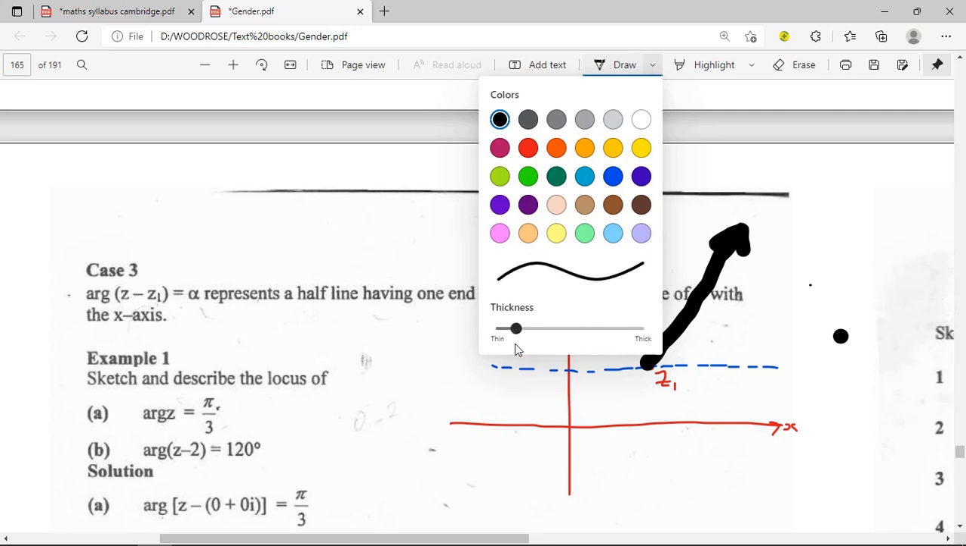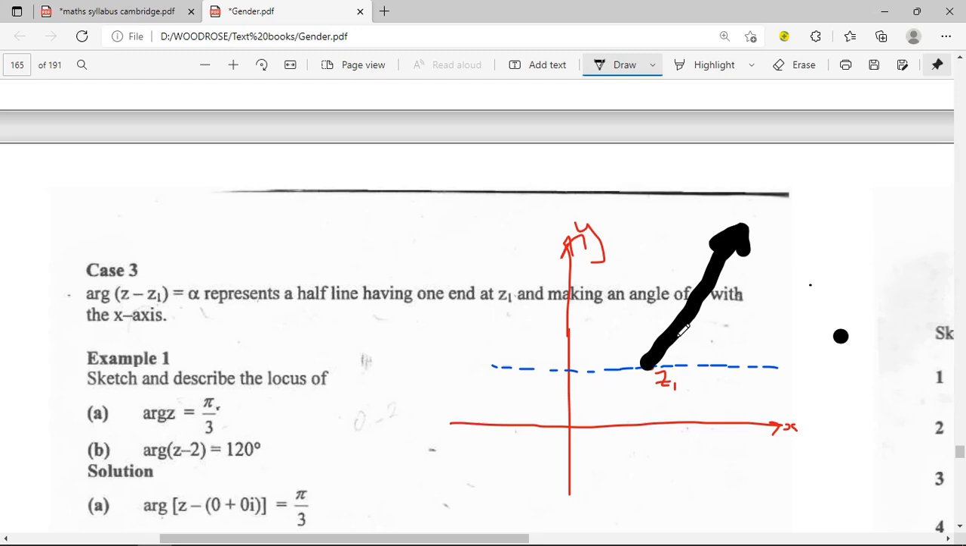I want to adjust this one. Okay, fine. So this is the angle alpha. I've assumed that alpha is an acute angle. If it was an obtuse angle, then this will be in this direction. So that is the line segment. This is the line segment that we are talking of.